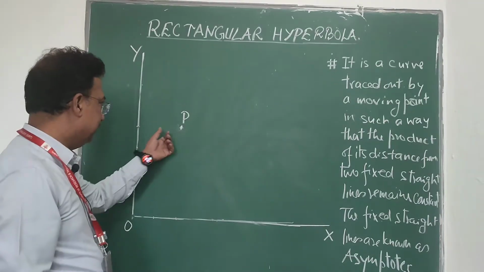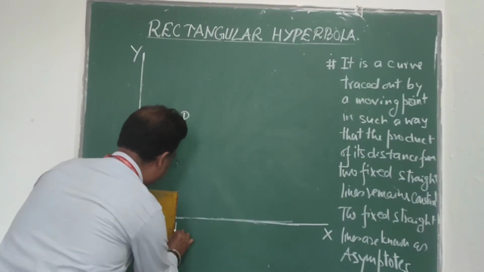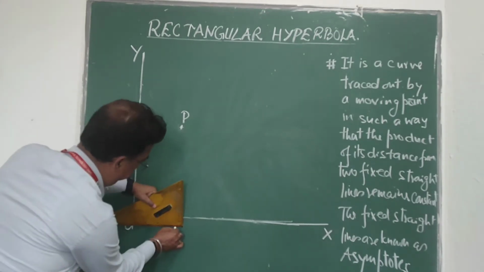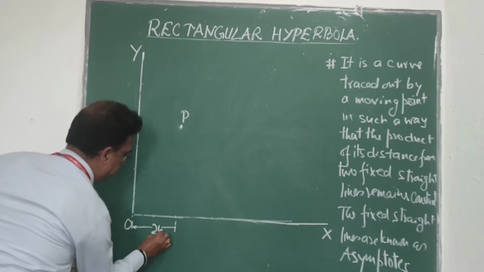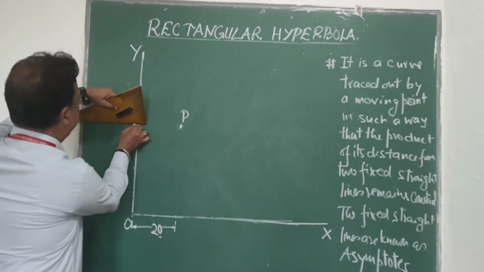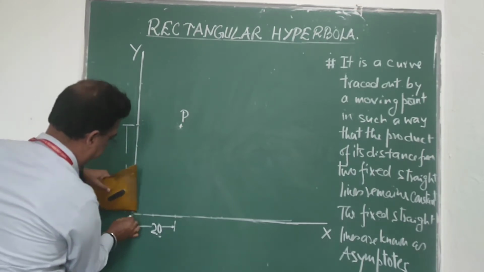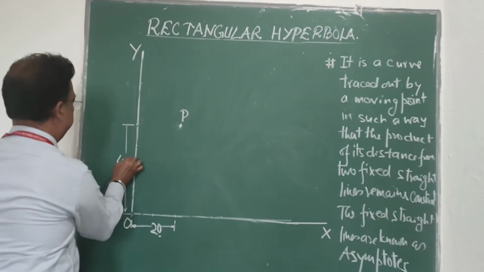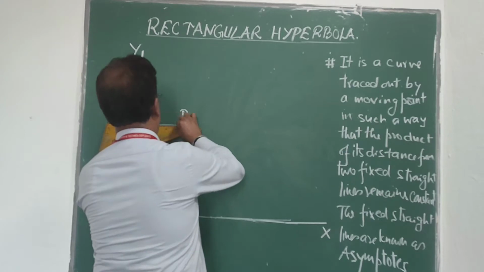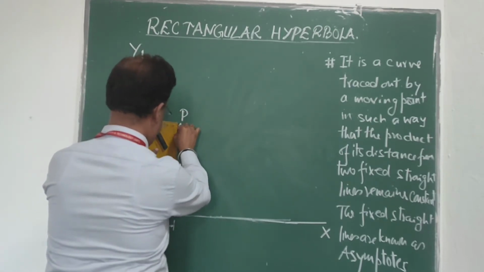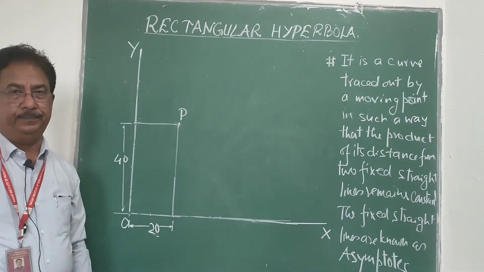So I have plotted this point, which is 20, this distance will be 20 mm. And this distance will be 40 mm. So in this way I have marked this point P with reference to OX and OY.